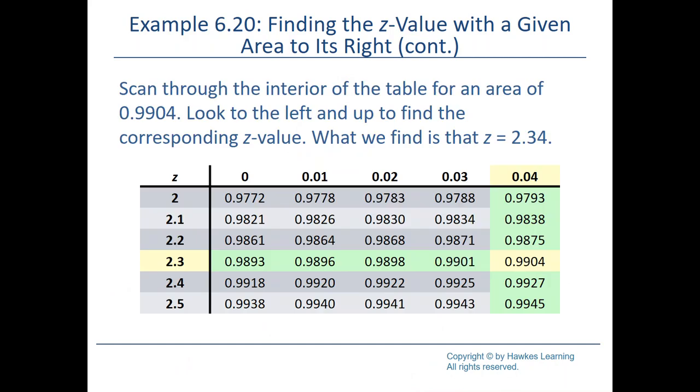Okay, so as I look at the table, there's my 0.9904. Again, that's going to be a 2.3 and then 4. Okay, and that's going to be the z-value.